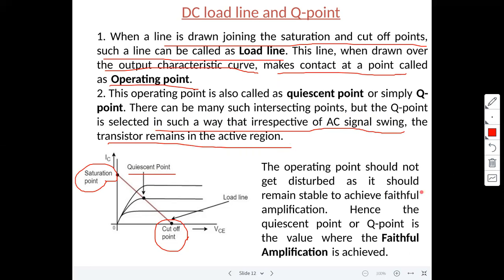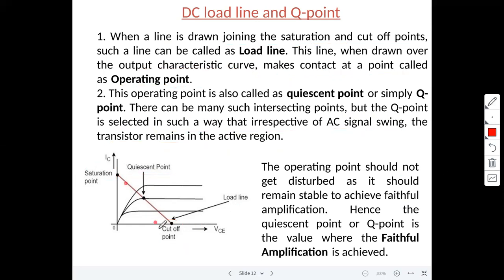Observe here, this DC load line intersects so many points on the output characteristic. Here I am indicating a red dot. This is one. Then how to select a Q point? There can be many such intersecting points, but the Q point is selected in such a way that irrespective of the AC signal swing, the transistor remains in the active region.